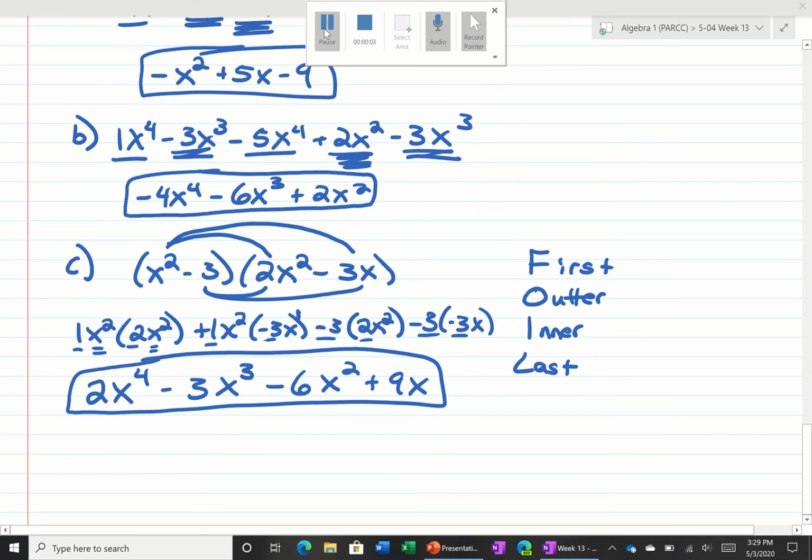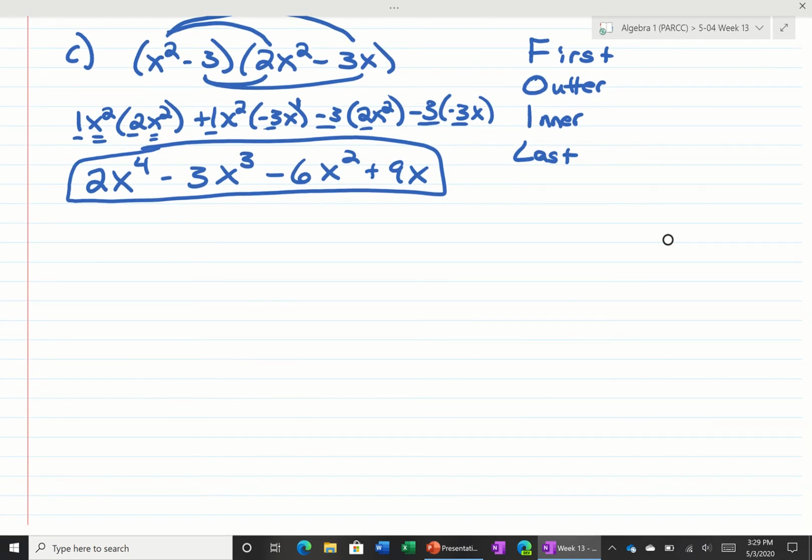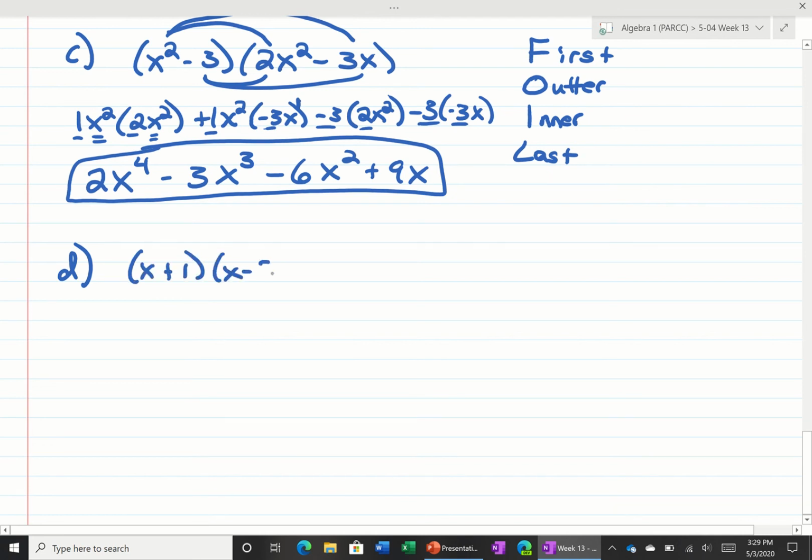Alright, so let's pick up where we left off. We completed part C. The directions are to simplify. So now we'll go to part D. For part D, it says we're going to multiply x plus 1 times x minus 2, minus x plus 2 times x minus 3. So this one's a little bit more advanced.